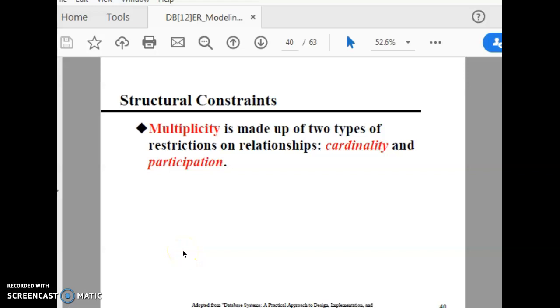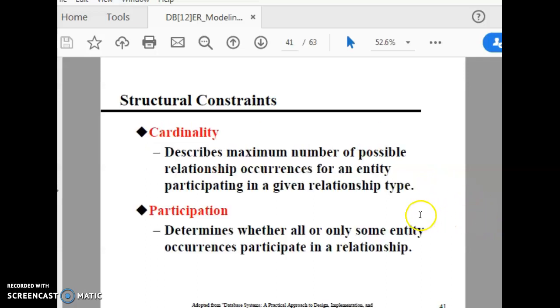Now, let us see what is cardinality and participation constraints. Multiplicity is made up of two types of restrictions on relationships, cardinality and participation. So, what is cardinality? It describes the maximum number of possible relationship occurrences for an entity participating in a given relationship type.